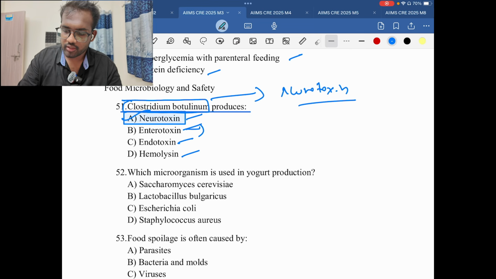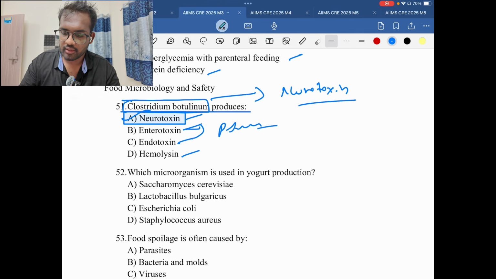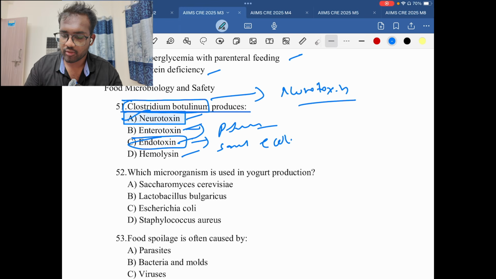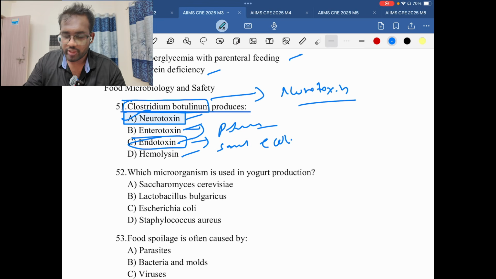The enterotoxin is produced by the Pseudomonas. The endotoxin is produced by the Salmonella and E. coli, okay, other bacteria. So always remember that. Clostridium botulinum produces neurotoxins. It will affect the brain and nervous system. So it's very, very dangerous.